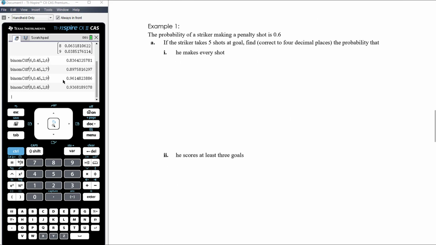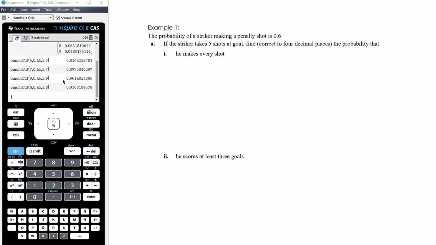Okay, let's work through some examples. The probability of a striker making a penalty shot is 0.6. If the striker takes, and again we're making that assumption here that their probability of making the shot remains constant every time they take the shot, which isn't perhaps a true reflection of reality, but in terms of modelling, it's going to be as good as we get.